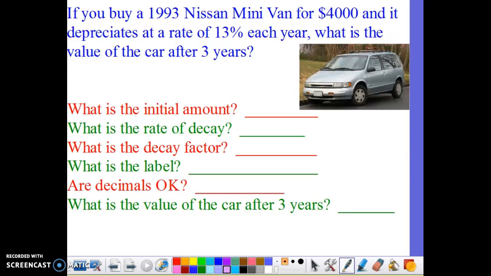If you haven't tried this one already, make sure you pause the video and try it on your own first, and then just reference back here to make sure you have the right answer.